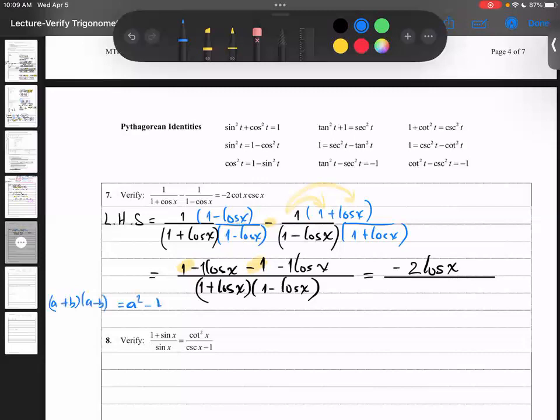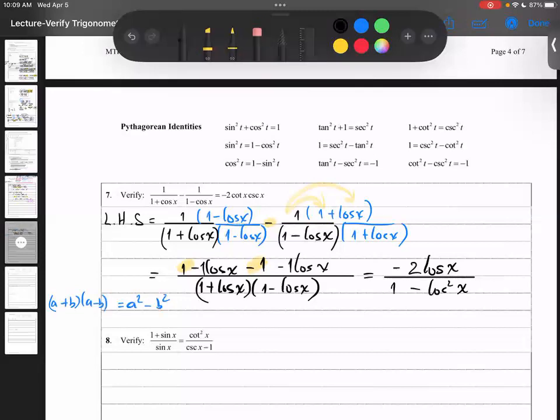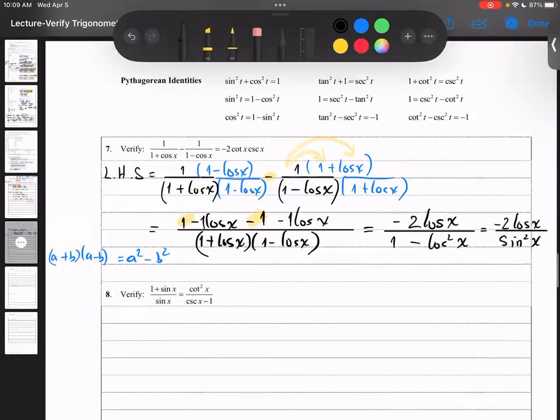A squared minus b squared, so that'll be 1 squared, which is 1, minus cosine squared x. What's 1 minus cosine squared x equal? Sine squared x, right? Minus 2 cosine x over sine squared x. We're nowhere near the right hand side. Let's do some more.